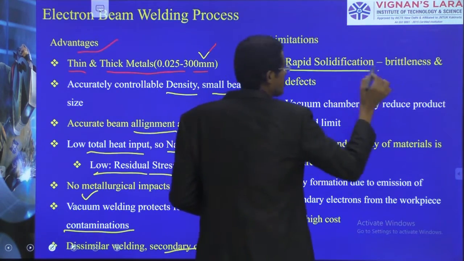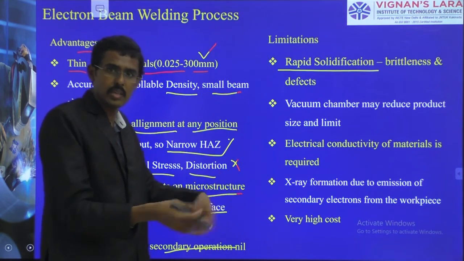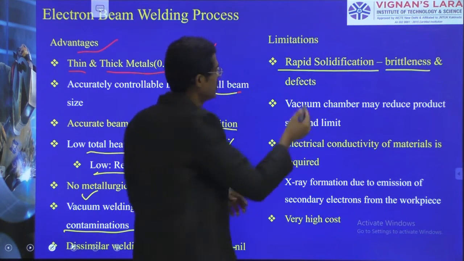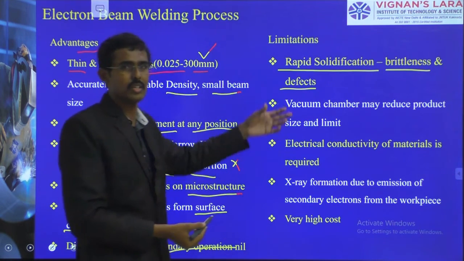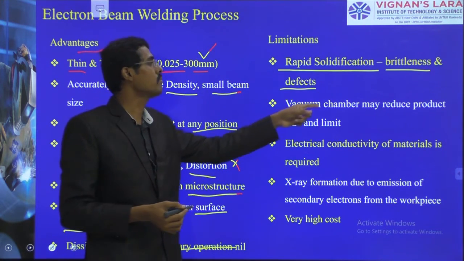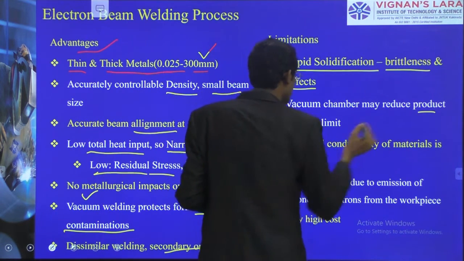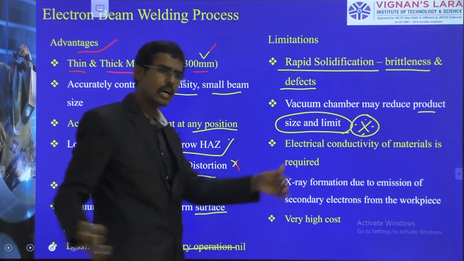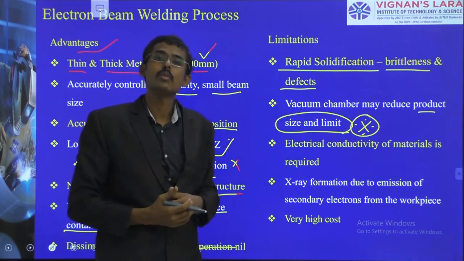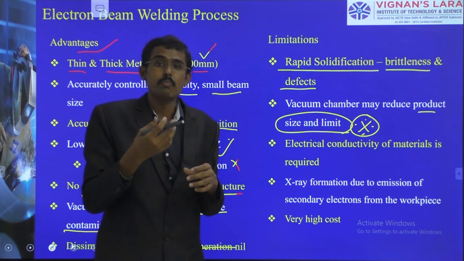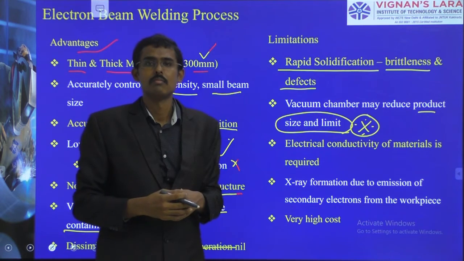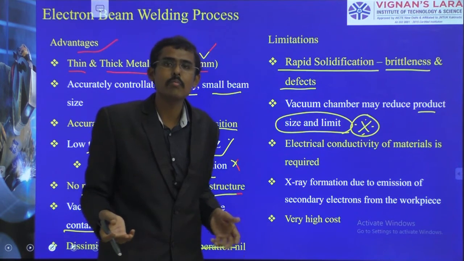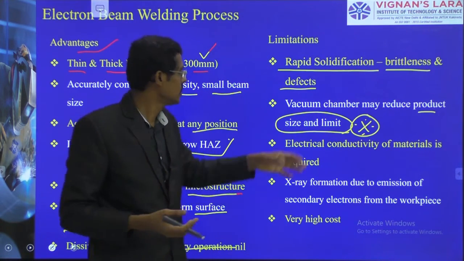Limitations: it is a rapid solidification. Intensified heat supply causes immediate solidification. Therefore there is a chance of brittleness, and of defects like porosities; some other defects will be formed. The vacuum chamber may reduce the product size and limit it. If you want to weld a large, lengthy job, we can't. It means we have to build a large vacuum chamber. Equipment cost will be high. Converting this room into vacuum is a difficult job, so it increases the cost.